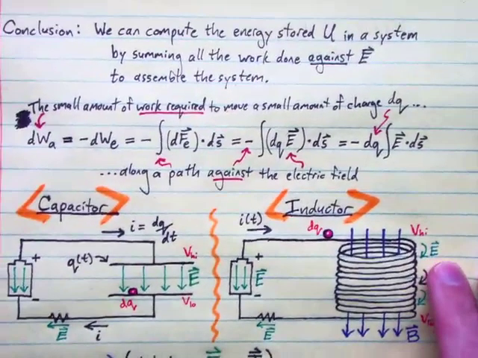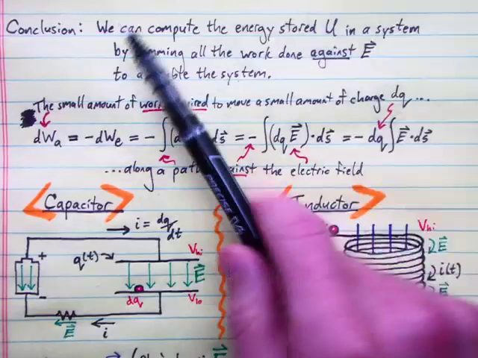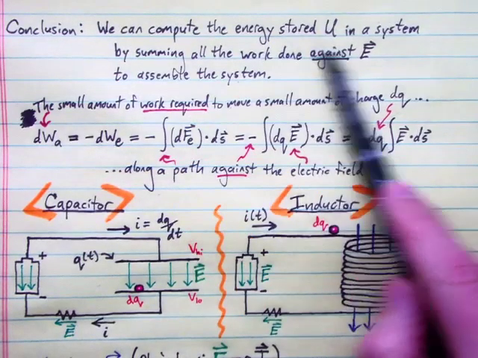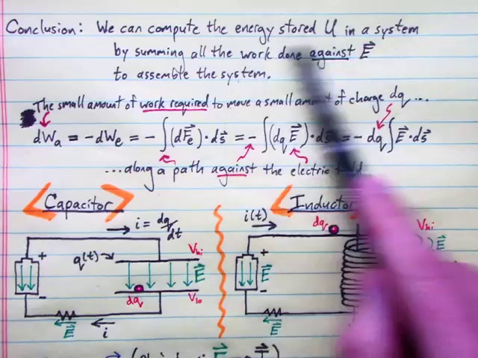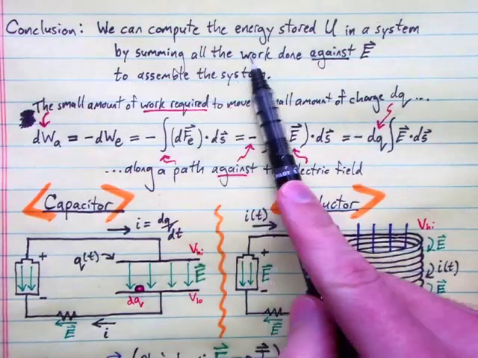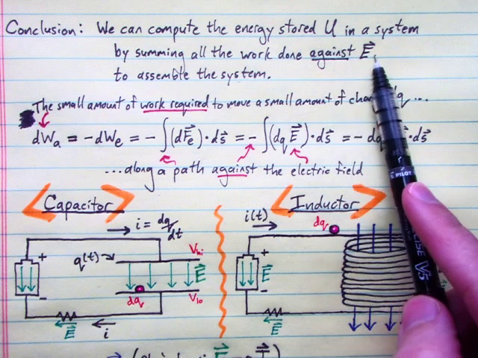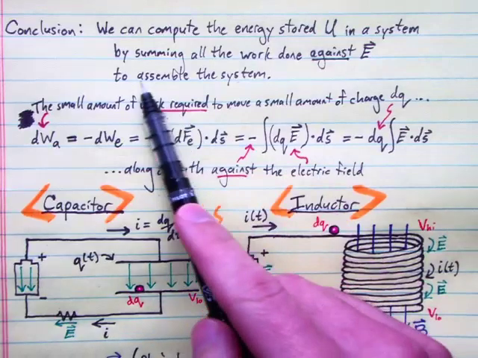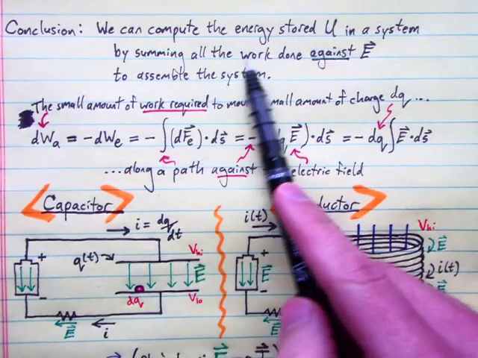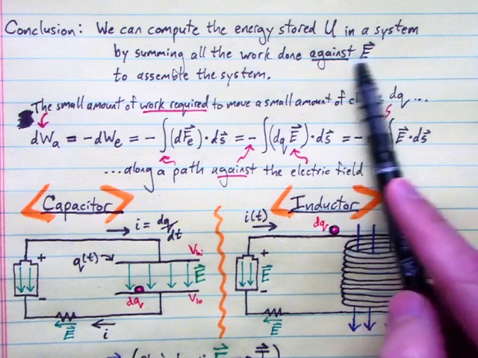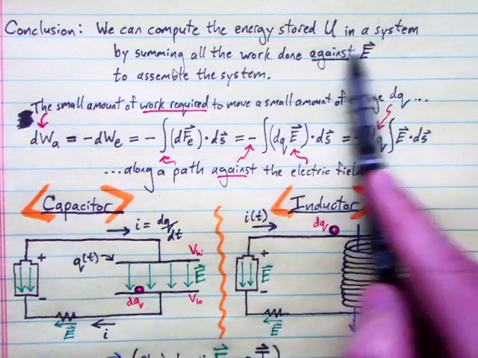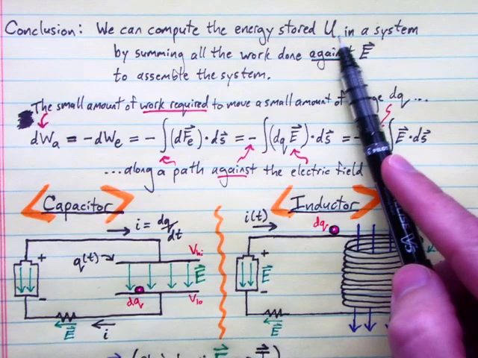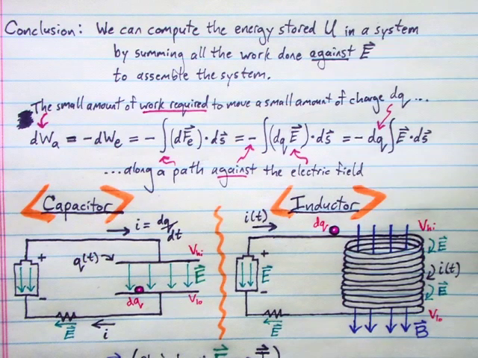So our conclusion there was that we can compute the energy stored in a system, let's call it energy U, by summing all the work done against the electric field in the process of assembling the system. As we build our system up, we've got to do work against the electric fields that are present, and that work that we're doing against the fields ends up as energy stored inside our system.